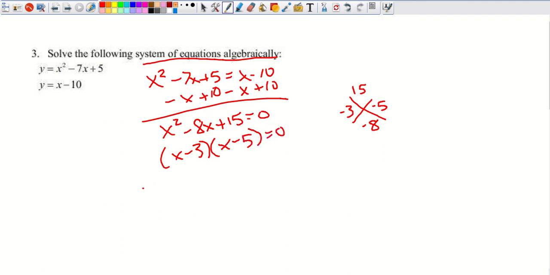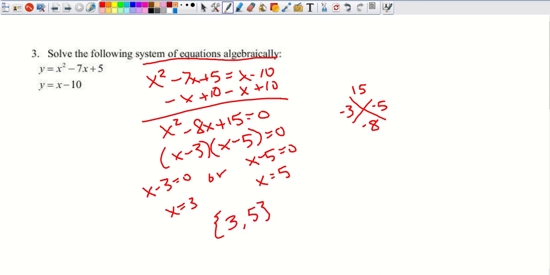And then we'll do a zero product property, so x minus 3 equals 0, or we're going to do x minus 5 is equal to 0. And then we end up with x is equal to either 3 or x is equal to 5. And I'm sorry, I'm writing sideways here. And there's our answer. Now, remember, timeout, that is not how we do our answer.